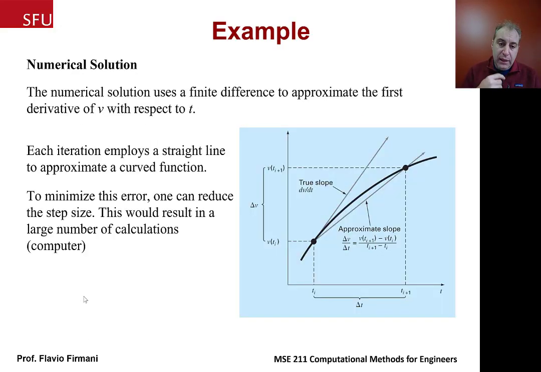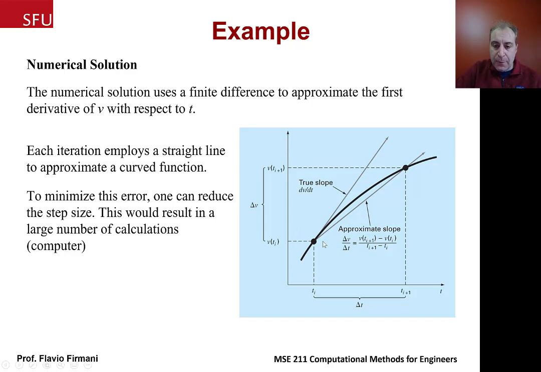So the way that the numerical solution is implemented is that it uses the finite difference to approximate the first derivative of the velocity with respect to time. And at each iteration, what we're doing is approximating the slope. So if this was the shape of the function that we found analytically, that it has that curvature, what we're doing is approximating, and that was our approximation using Euler's method.